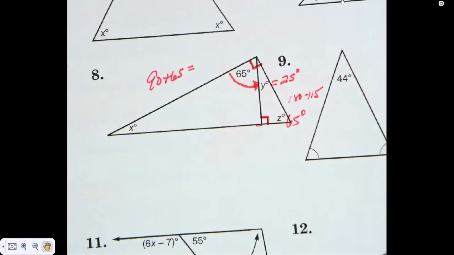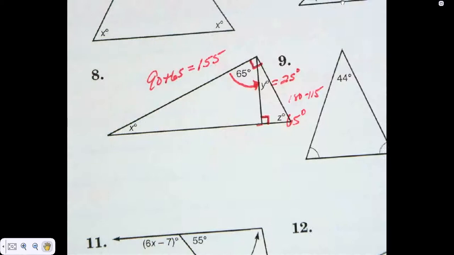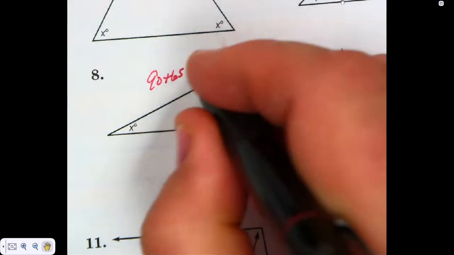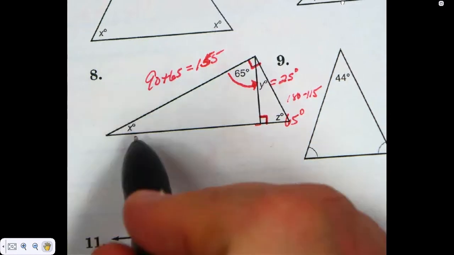None of you have calculators? You can put that in your calculator. 155. Yeah, 155. So what is left for x to be? 25.